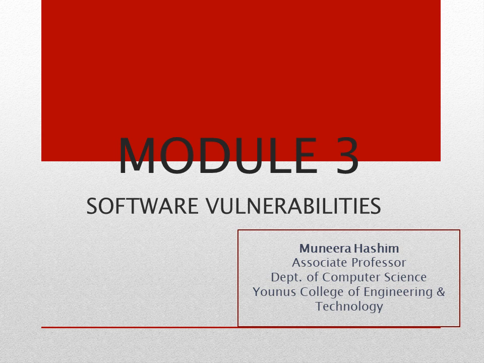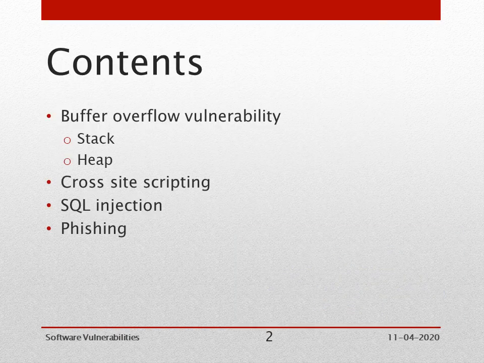So, let us move on to Module 3, Software Vulnerabilities. The contents of this module are buffer overflow vulnerability, which is mainly of two types: vulnerabilities related to stack overflow and those related to heap overflow. After that, we'll be seeing cross site scripting, SQL injection, and then phishing.